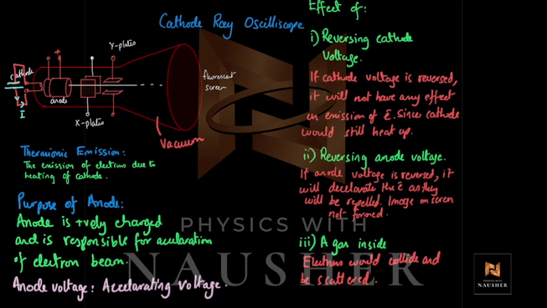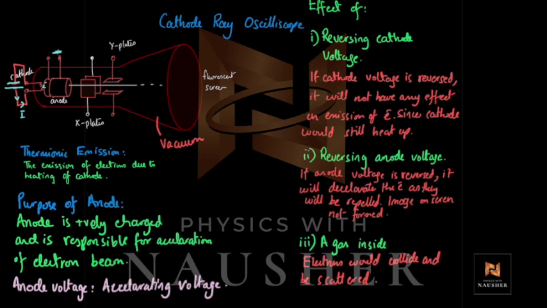Now, reversing the anode voltage. If you reverse the voltage, like if I remove this plus and put a minus here, what will happen to the electrons? Think about it. The electrons are negative. The anode, let's say, becomes negative. The electrons will be repelled. So if the anode voltage is reversed, it will decelerate the electrons as they will be repelled. The image will not be formed on the screen because the electrons won't be able to reach the screen. When the electrons reach the screen, that's when the image is formed.